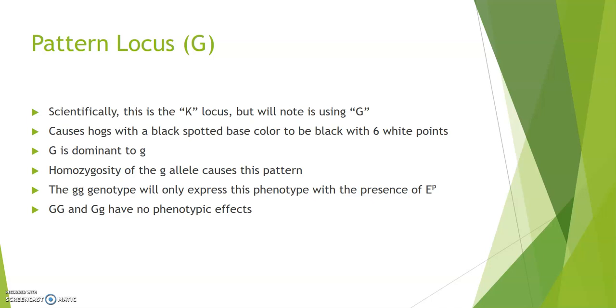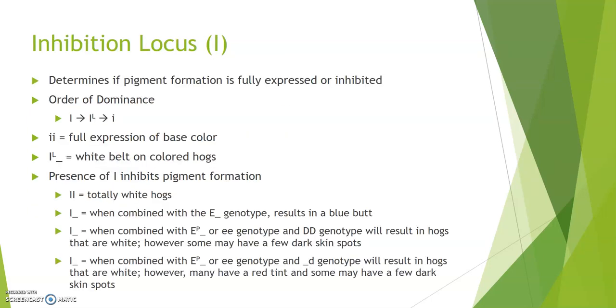It can be E super P little e or E super P, but that's the only time it's going to work, okay? Okay, so the inhibition locus is probably one of the ones that will help guide you a little bit. So the order of dominance here is going to be I, then I super L, and then little i. Make sure you guys are good on the order of dominance.